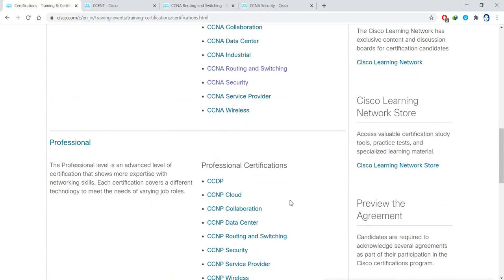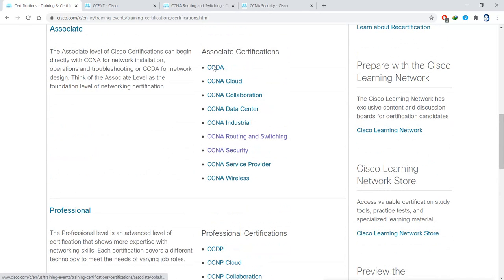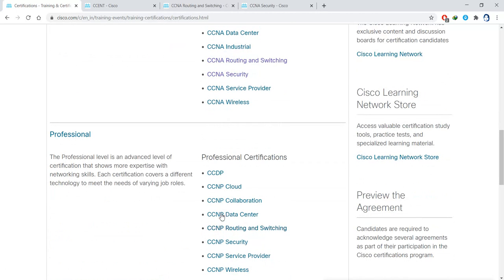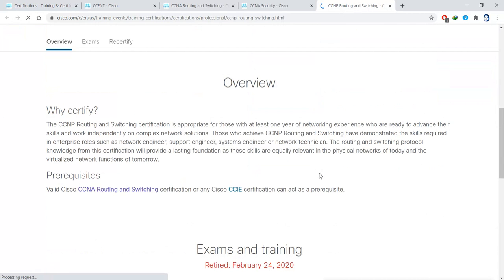Now if we go to the next level, it is the professional level. It is CCNP, Cisco Certified Network Professional. Now in this level, for CCDA you have CCDP, for CCNA Cloud you have CCNP Cloud, and you have CCNP Collaboration, Data Center, Routing and Switching, and Security. So if I want to give this CCNP Routing and Switching, what is the prerequisite? It says that you have to have CCNA Routing and Switching. Otherwise, you cannot do this CCNP.